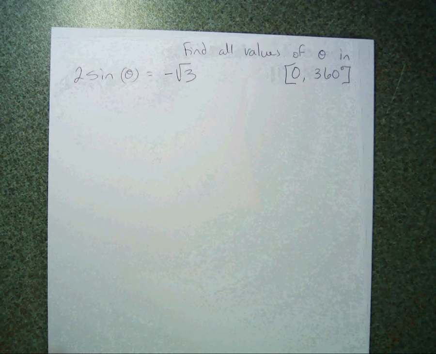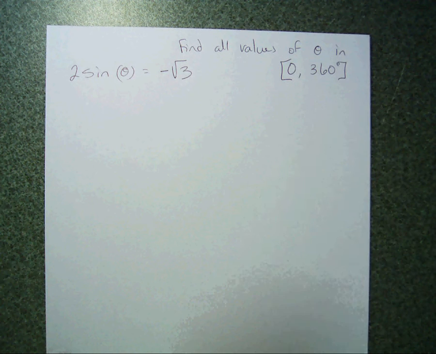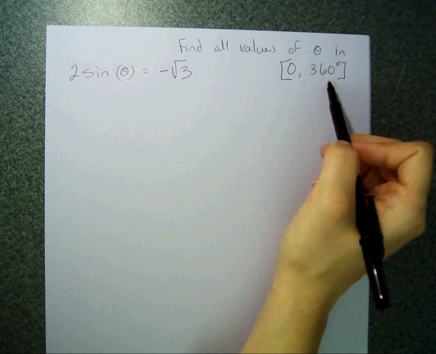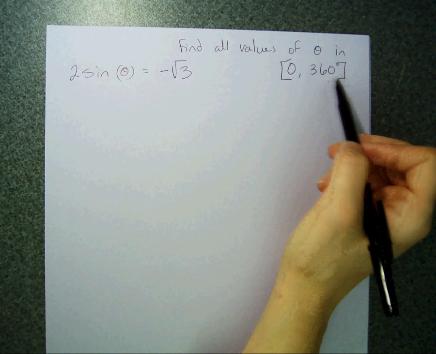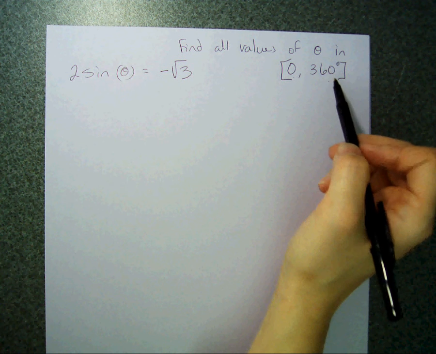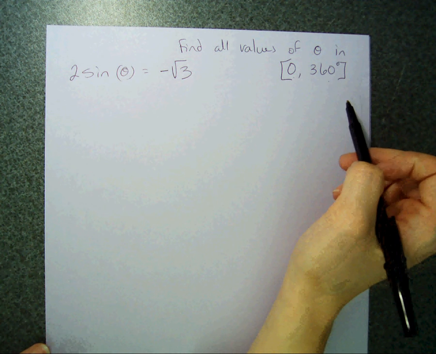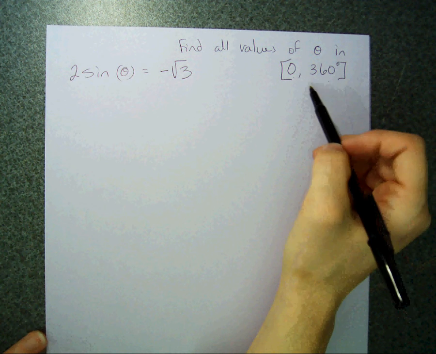Alright, so I want to find all the values of theta in the interval 0 up to 360 degrees. So again, I'm on the unit circle, but how is it different this time than the last example? I'm in degrees, so my answer should be in degrees, right? So this little interval tells you lots of different things. So it's in degrees, my answer should be in degrees, and I am restricted to the unit circle.